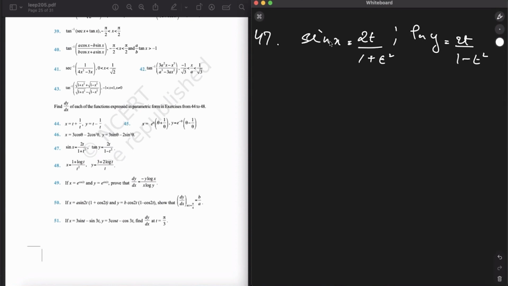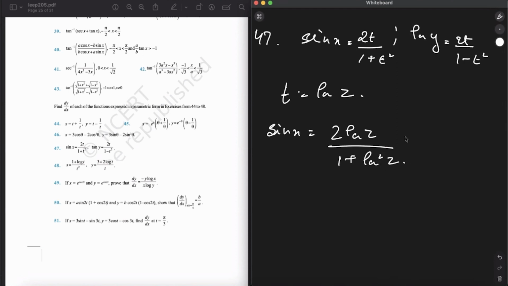So in order to do this, let's see what we can think of. So 2t upon 1 plus t square is similar to 2 tan theta upon 1 plus tan square theta. So I can put this formula, t equal to tan z for now. So sin x is equal to 2 tan z upon 1 plus tan square z. Alright. This can be written as sin 2z. Alright, so x is equal to 2z. This is your first observation.